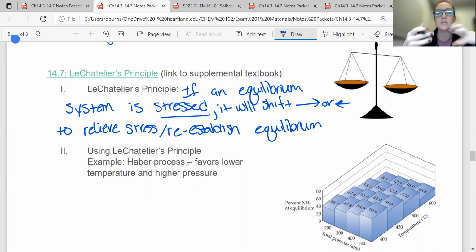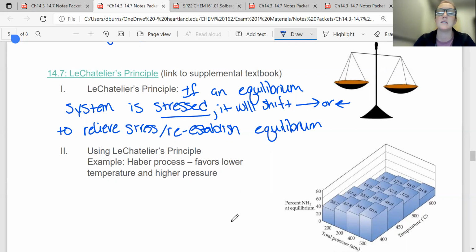Okay, so if you stress a system, it's going to want to shift in order to counteract that stress. Meaning if I add a bunch of stuff in, it's going to have to shift to counteract that stress. And it acts very much like a balance. That's why I have a picture of a balance here. If I put something in, it's going to have to even back out. So I'm going to show you how to figure out how that happens.